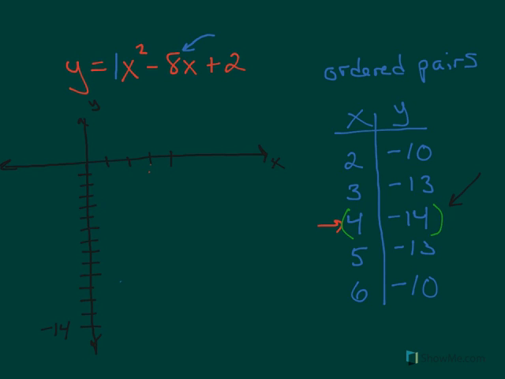And what was the first point? It was at (4, -14). So you want to go over 4, down 14. That's going to be your first point. And remember, that's the vertex, that's the center of the graph.